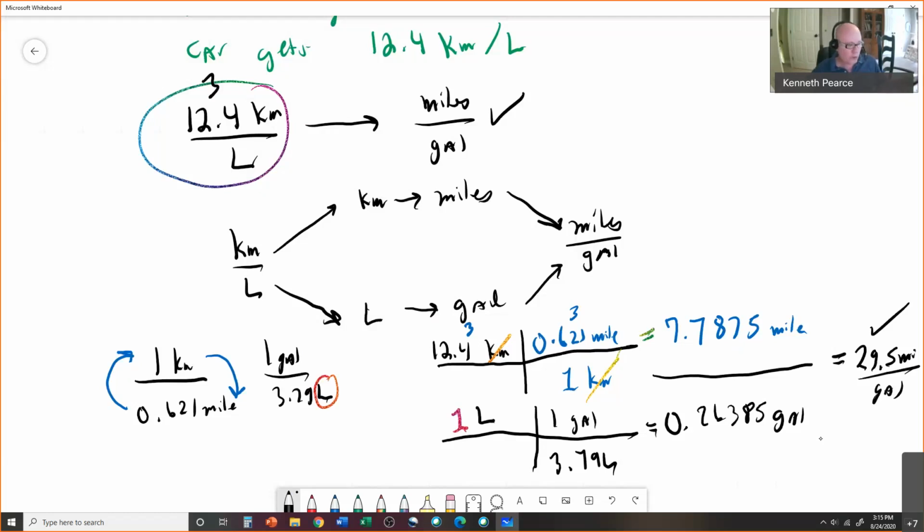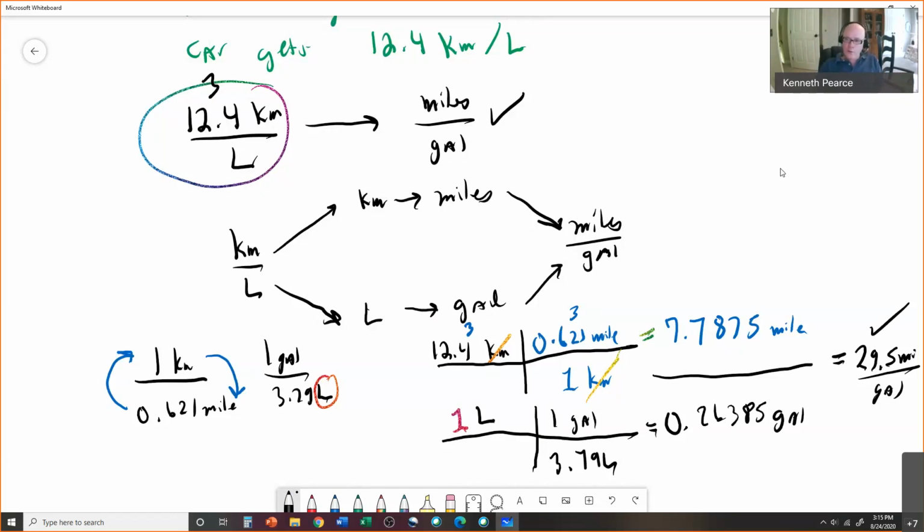And there you go. So the upshot of doing these when you have something over something is the easiest way to do it is just split them out. So you have miles per gallon. You go from kilometers to miles, and you go liters to gallons, and recombine it at the end. And generally, this is how you do conversions.